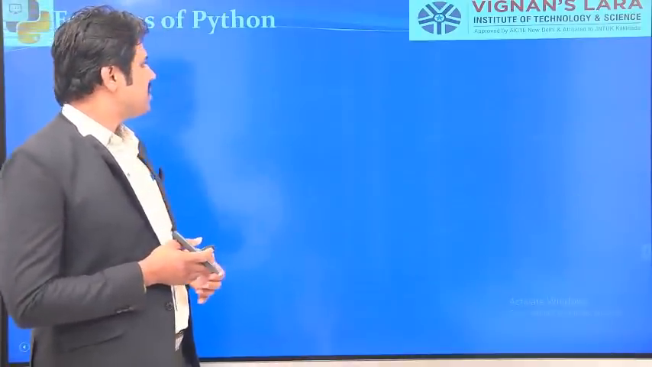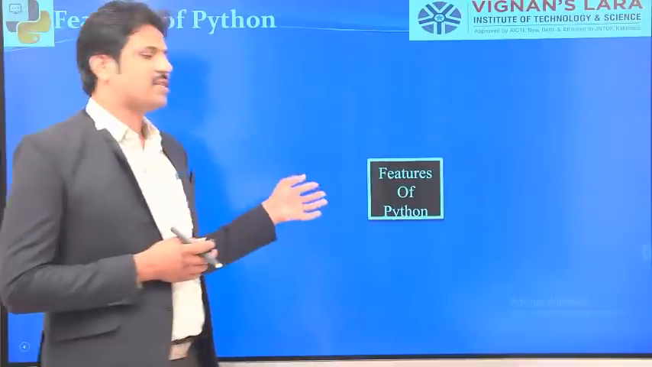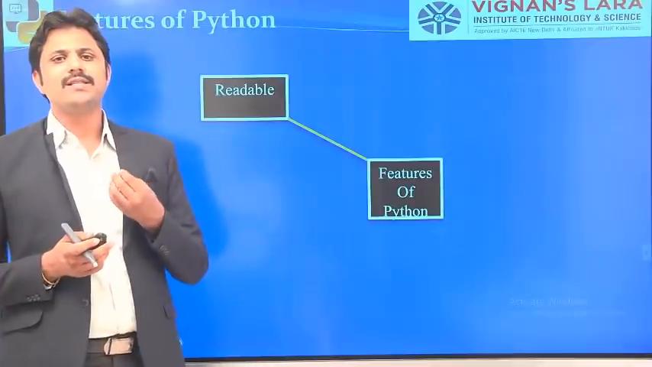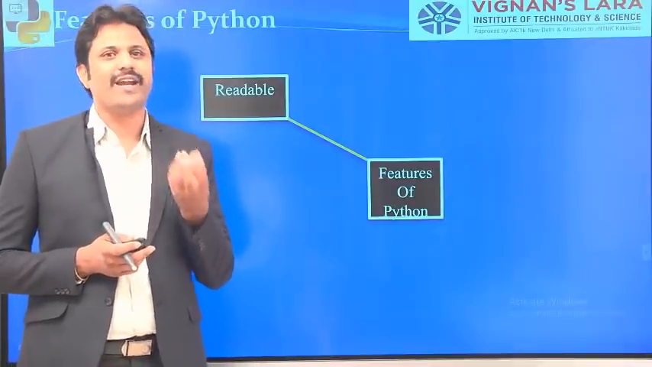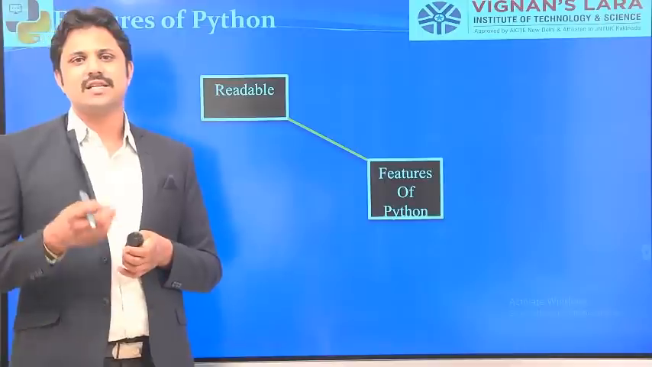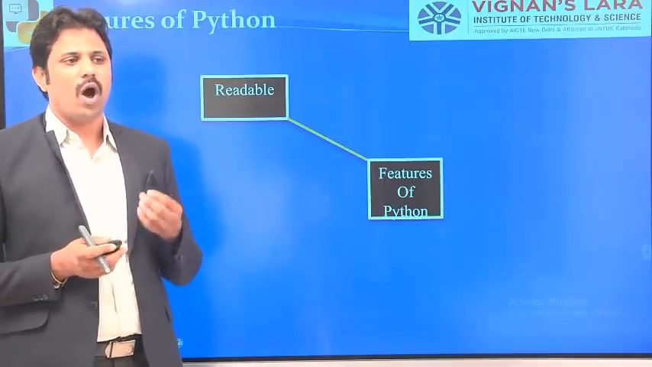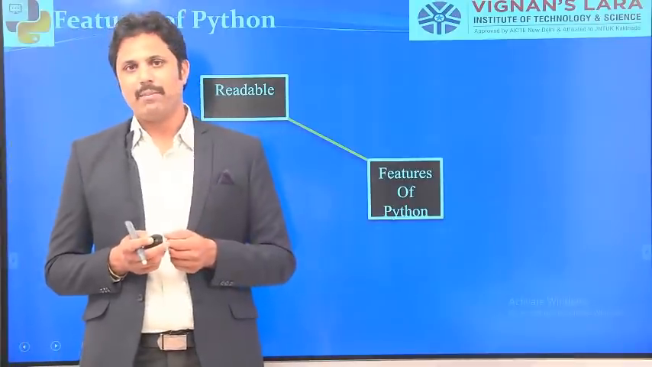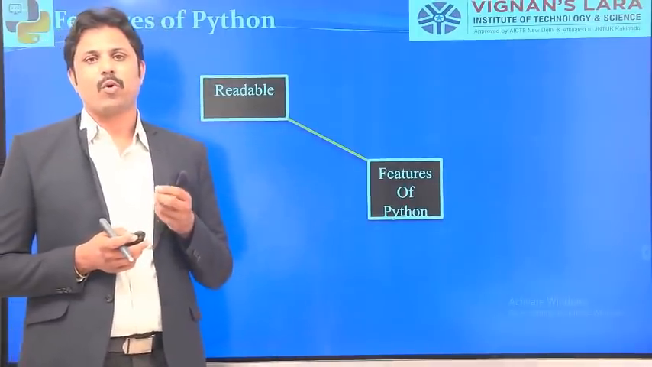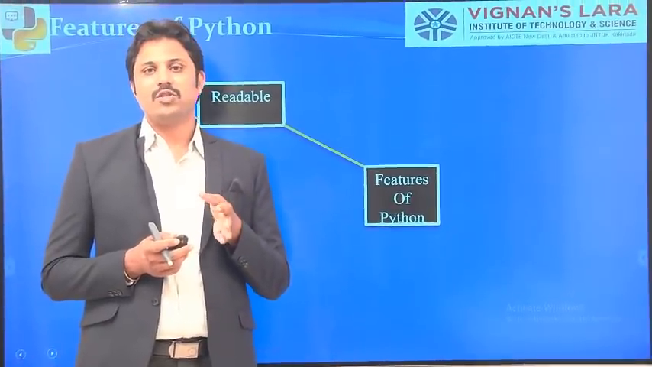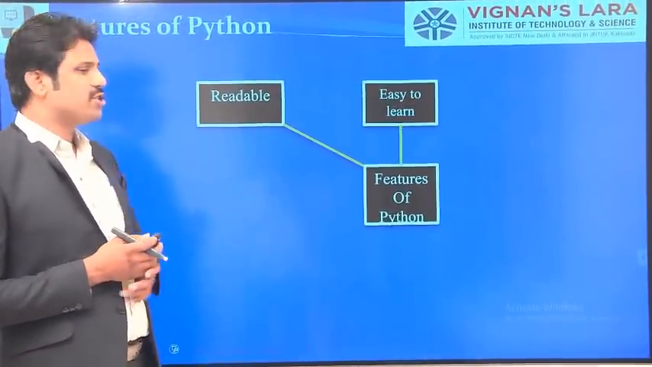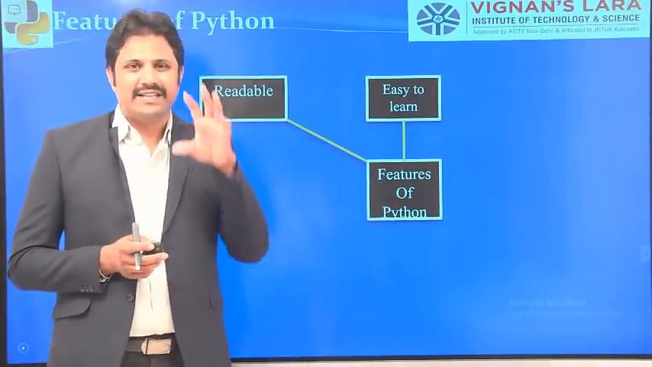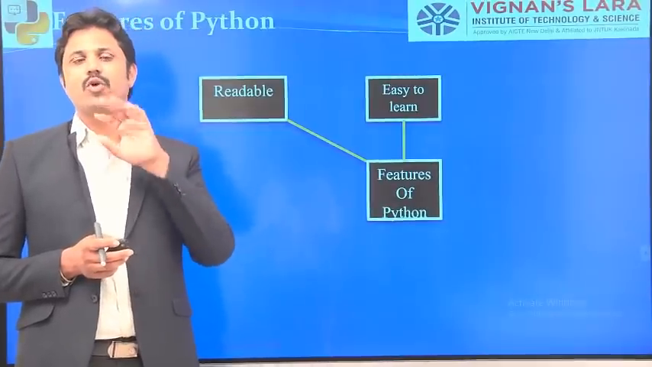Now let us see the features of Python. The first feature is readable. It is a simple programming language, you can read it easily. That means it is just like simple English, like speaking English, so you can write programs like that. That's why the language has so much popularity. Next, easy to learn. It is very easy to learn Python; the syntax and the modules, everything is very easy.